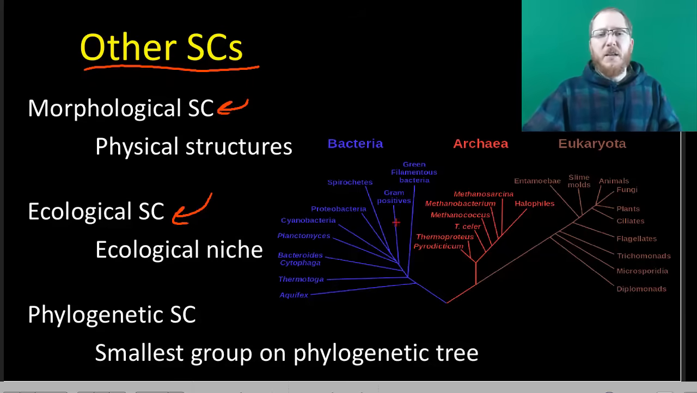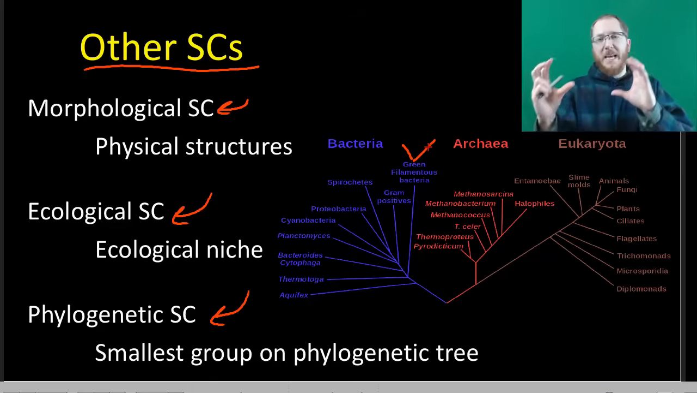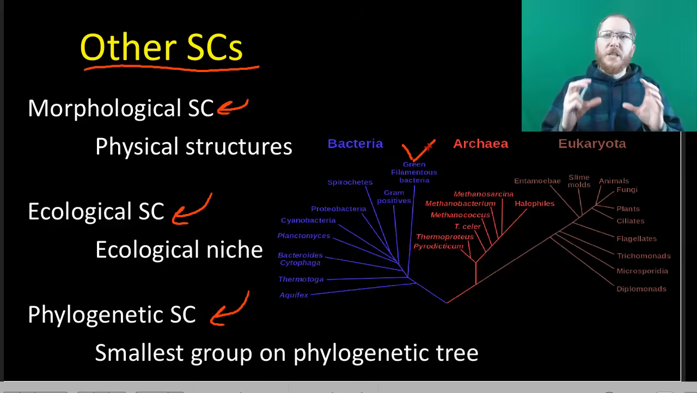And then lastly, one of the kind of oddest ones for me is the phylogenetic, where if you look at a phylogenetic tree, and this one's a relatively broad one, we're doing big groups here, but if you kept going and going, you'd eventually get the tiniest branches at the end. And so whichever guys end up on those smallest branches, you say that's a species.